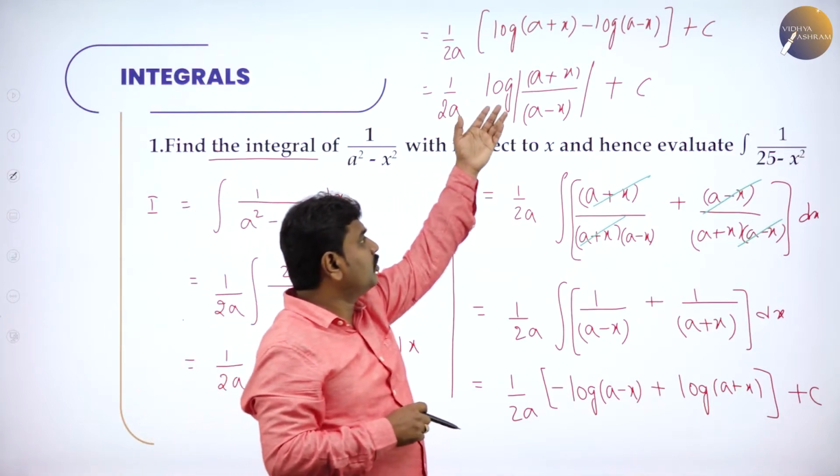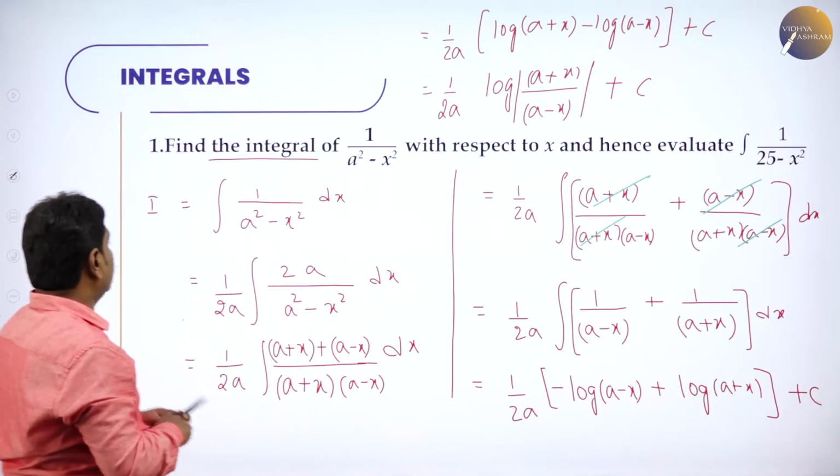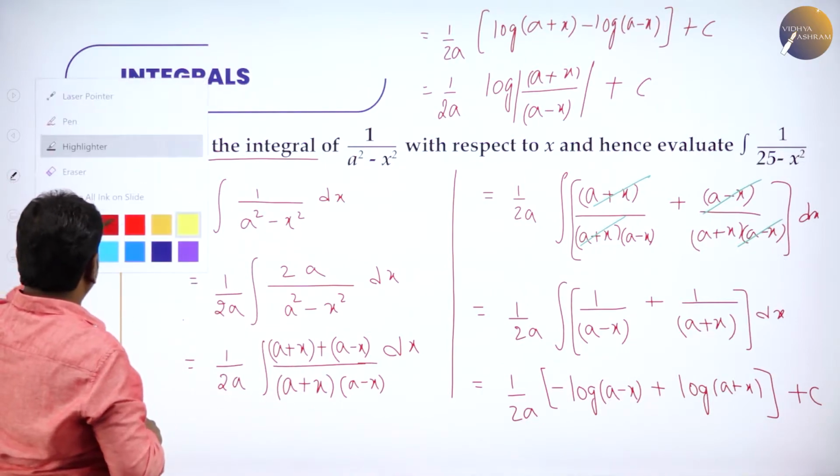So a plus x is in numerator, a minus x is in denominator. That's it. I hope all of you understood this. Let me just summarize this.